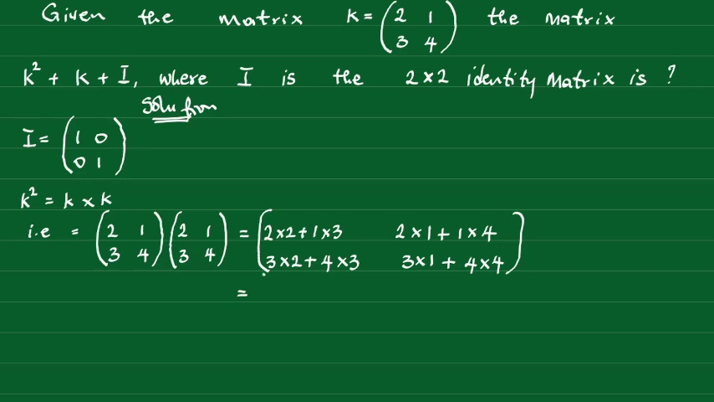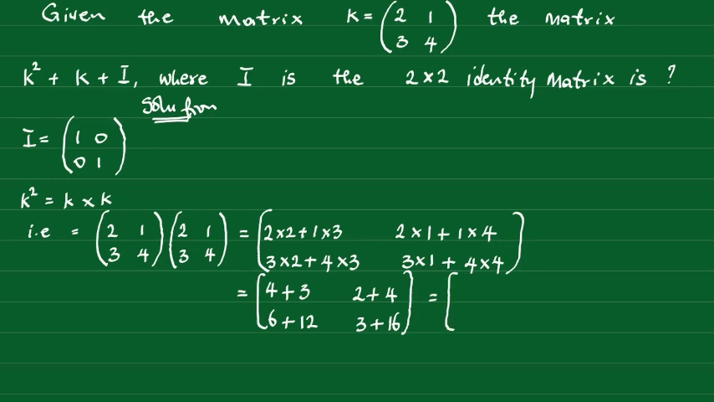Okay, open our bracket. 2 times 2 gives us 4 plus 1 times 3, we have 3. 2 times 1 gives us 2 plus 1 times 4, we have 4. 3 times 2 gives us 6 plus 4 times 3 gives us 12. 3 times 1 gives us 3 plus 4 times 4, we have 16. All right, bracket close.